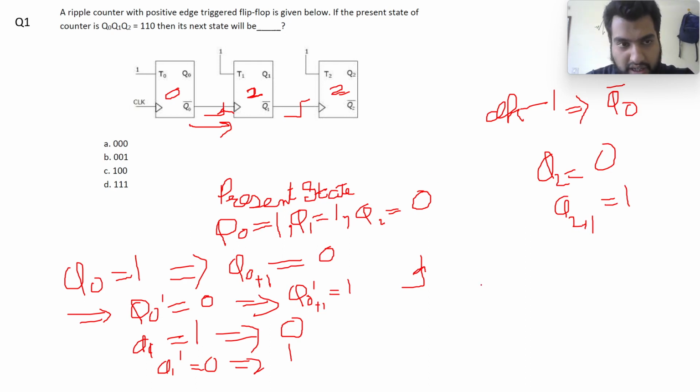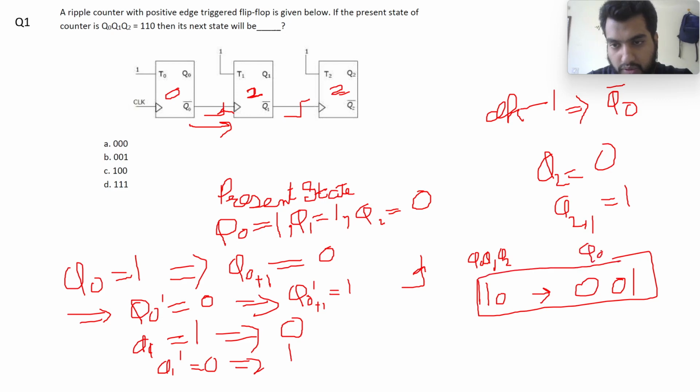So the present state was 1 1 0. After the transition, let's label carefully, since we need to be careful with these labels. Q0, Q1 and Q2 are the labels here. So when we started from 1 1 0, our next state is now 0 0 1. So option B is the correct answer to this question.